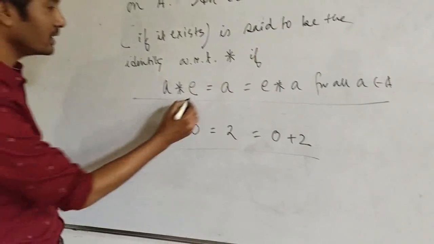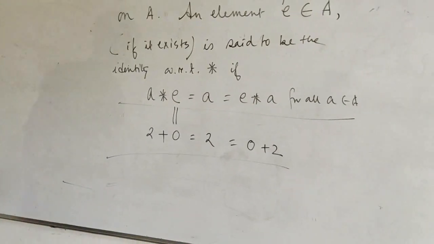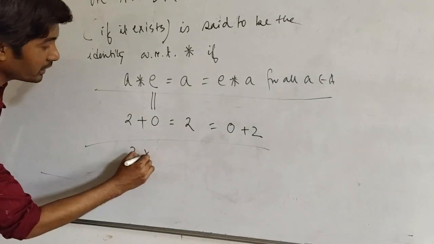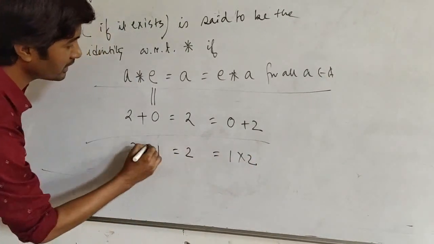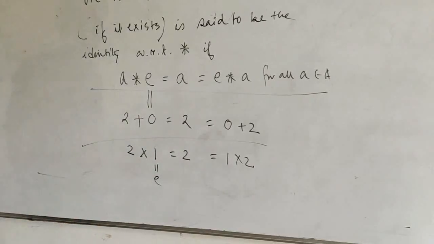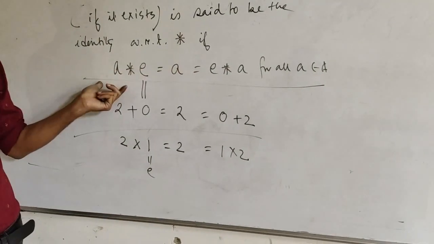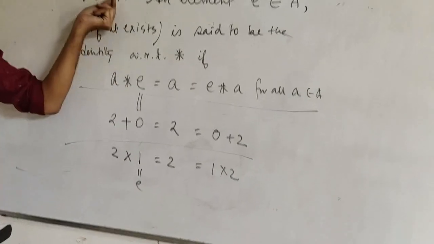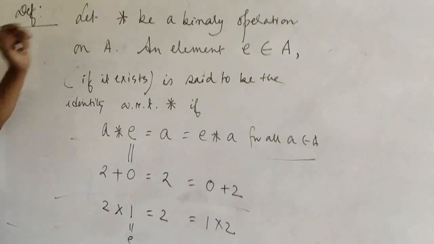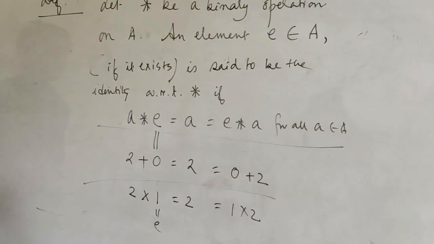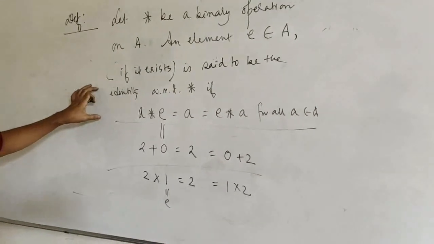We have seen that E is taking here value 0. Okay? And suppose 2 into 1 equal to 2 equal to 1 into 2. Here this is nothing but E. So this is always satisfied. So this is how we can define the identity in a set A with respect to a binary operation star. Next we will go to the concept of inverse of an element.